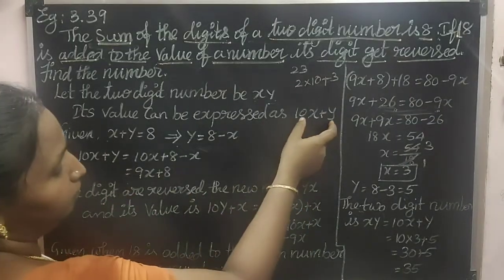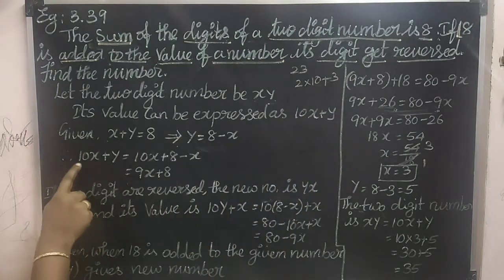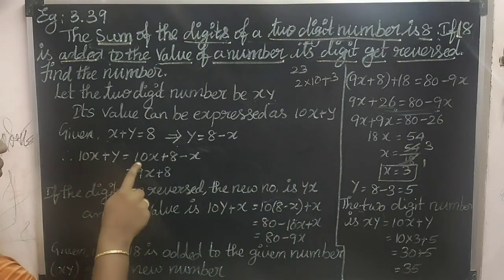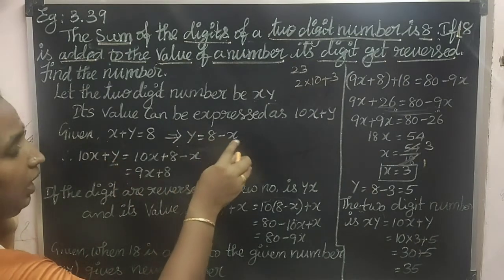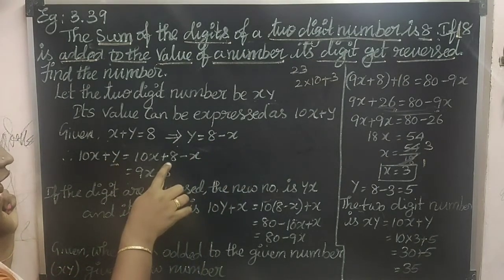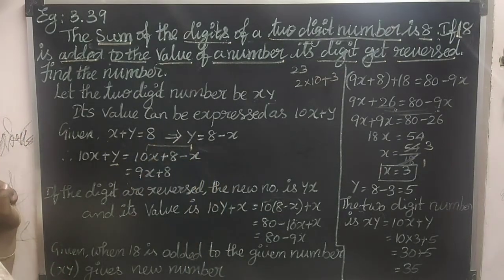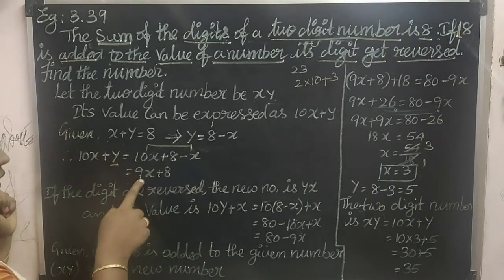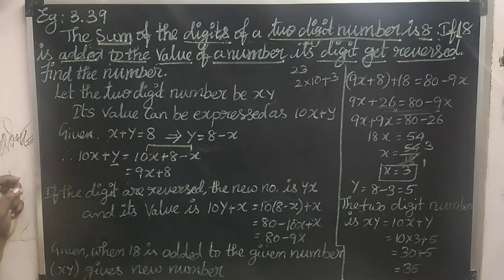So what is it? We expressed that two-digit number as 10x plus y. So 10x plus y equals 10x, and instead of this y, you can write 8 minus x. So that only we are writing, plus 8 minus x. 10x minus x, both are like terms. 10x minus x, now we get 9x plus 8, right as it is. Okay. So next, the second condition they gave.